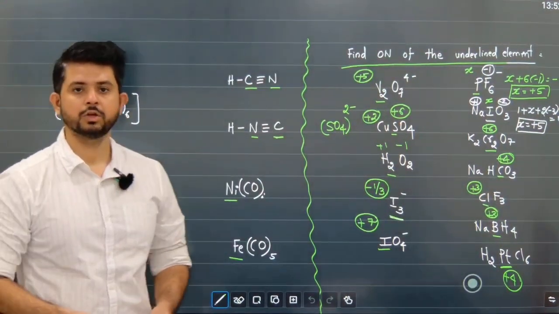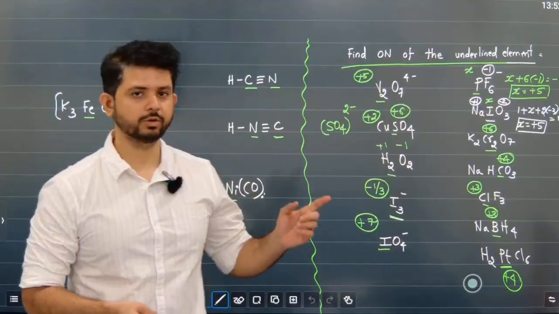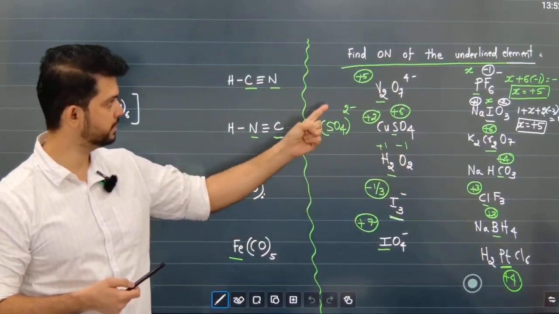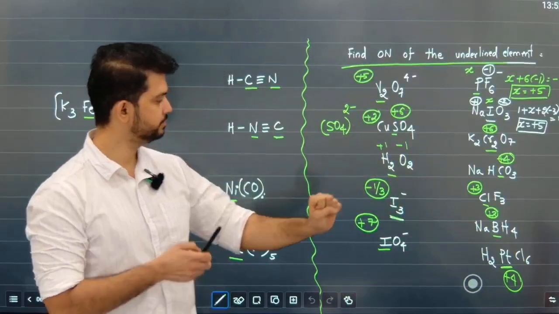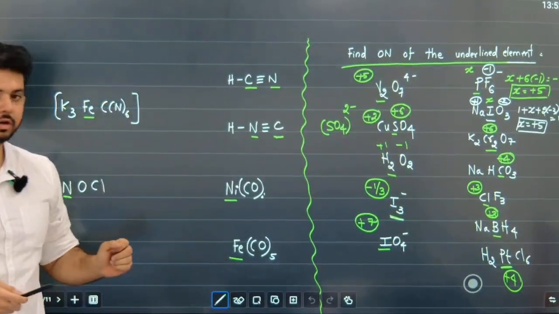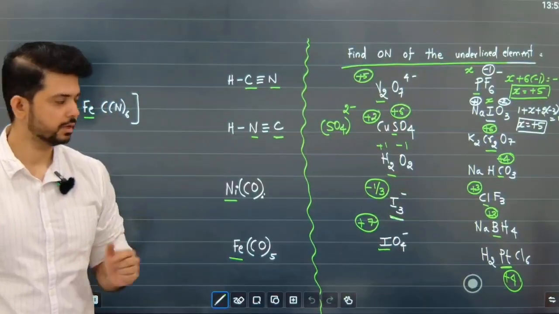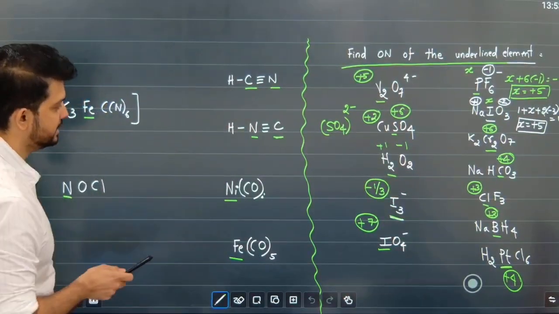Okay. Students, please check your answers. Make sure आपको वही oxidation number मिला है जो हमें यहाँ पे मिला है. And now we need to consider some very special cases. Let's start with the first one, students.